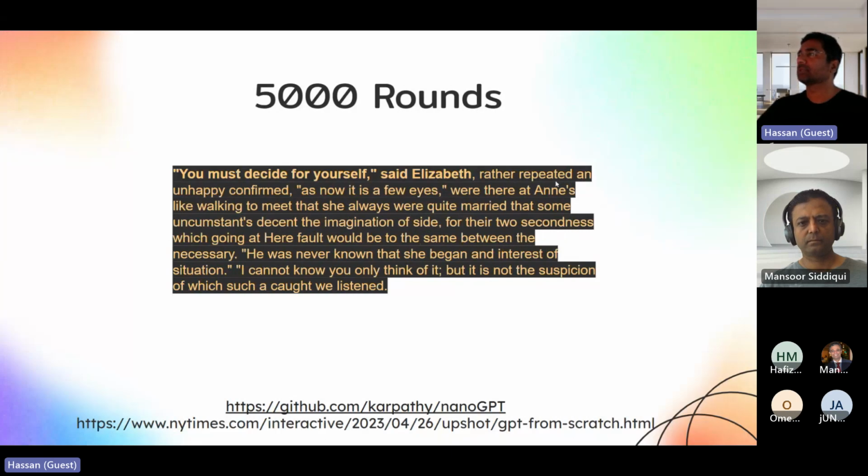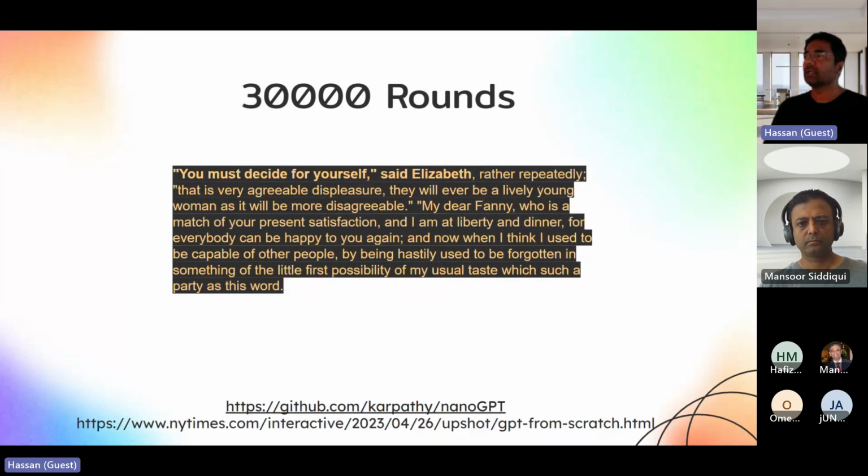After 5,000 rounds, we see most of the words are valid English words, but the text as it is being used would not make much sense. If it was a Jane Austen novel, it doesn't really make sense what is being said. And after 30,000 rounds, which is where they stopped, a little less than an hour of training, you can see that it has started to write something which resembles very.